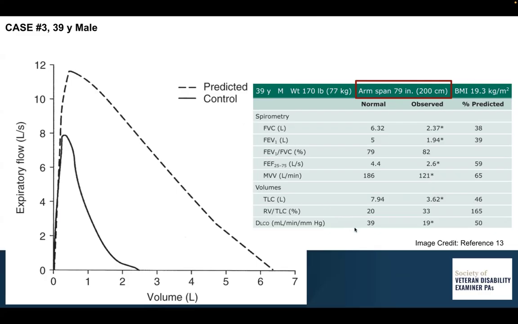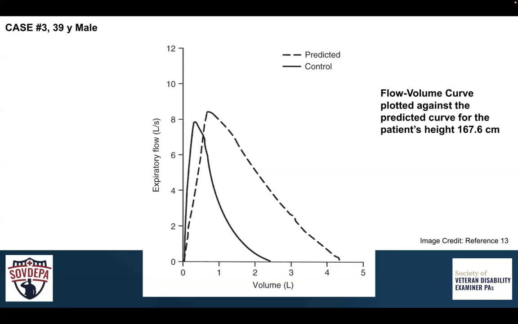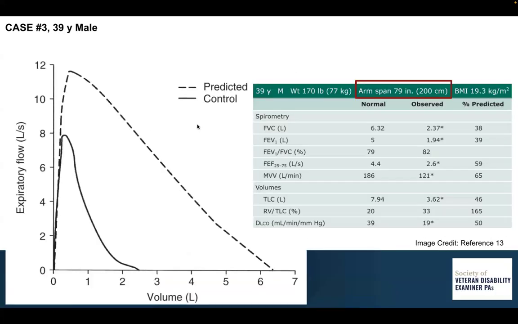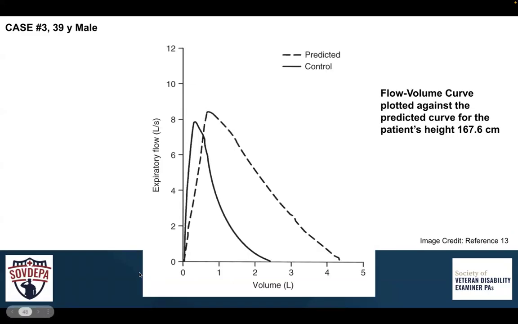If we were to just put the height of this individual, it changes dramatically how this curve looks. You know, we go from here, there's a much lower peak expiratory flow. Same forced vital capacity though, but the peak expiratory flow changes. So it's really important, with patients with scoliosis, to use the arm span instead of the actual height. The arm span can also be used on patients who cannot stand up straight or who are in a wheelchair.